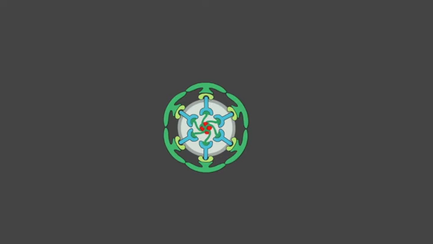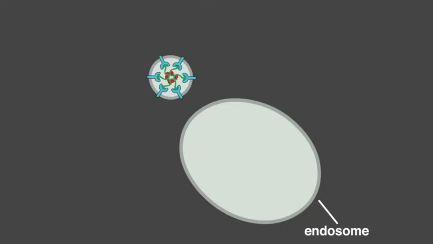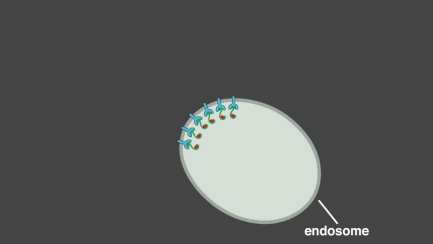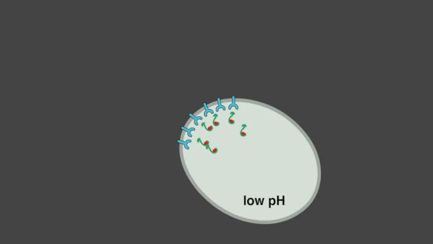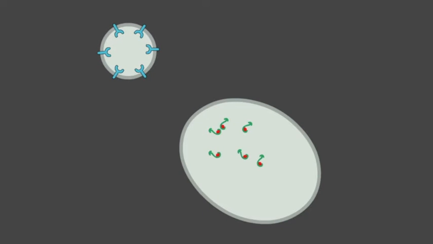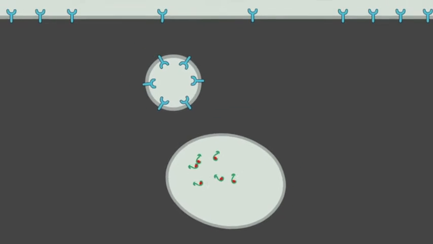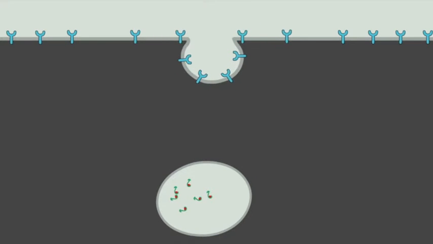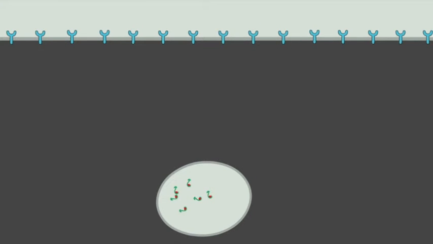Once inside the cell, the vesicle uncoats and fuses with the endosome, the intracellular compartment that first receives all endocytosed material. The endosome has low internal pH, which causes the LDL receptors to release their cargo. Empty LDL receptors are recycled to the plasma membrane in vesicles that bud off from the endosome. Each LDL receptor makes a round trip from the plasma membrane to the endosome and back every 10 minutes.